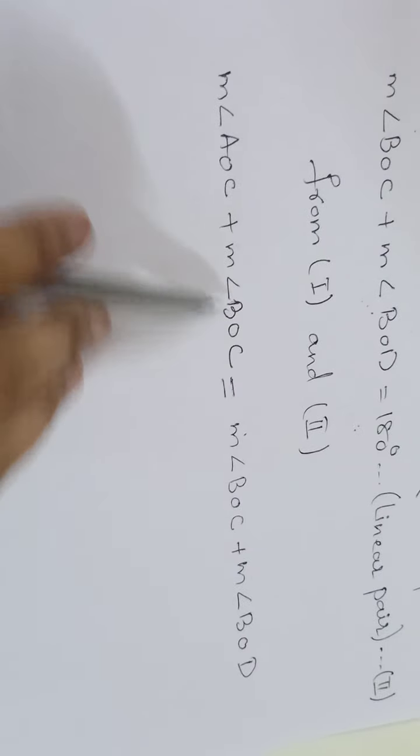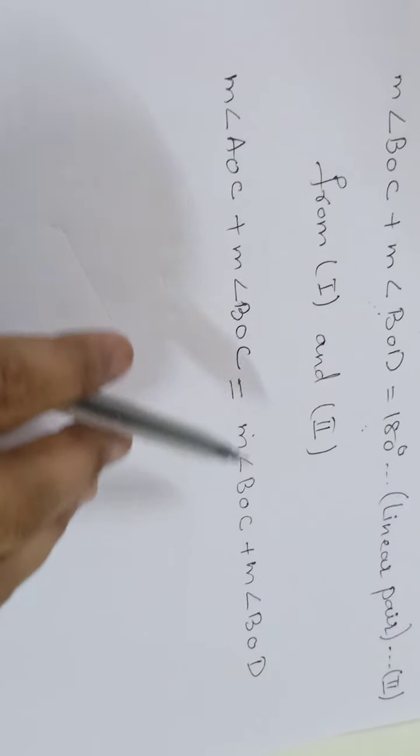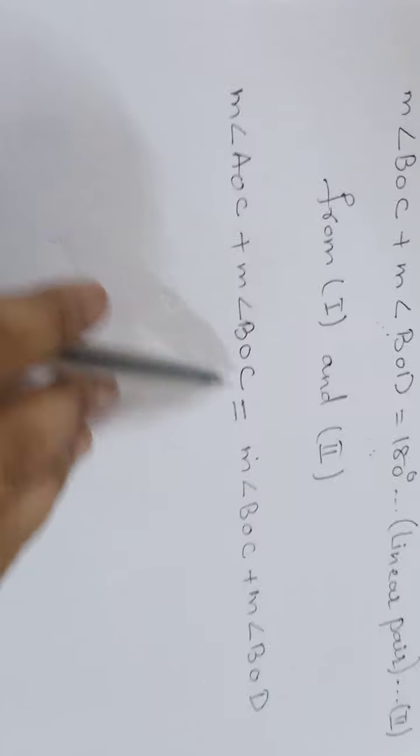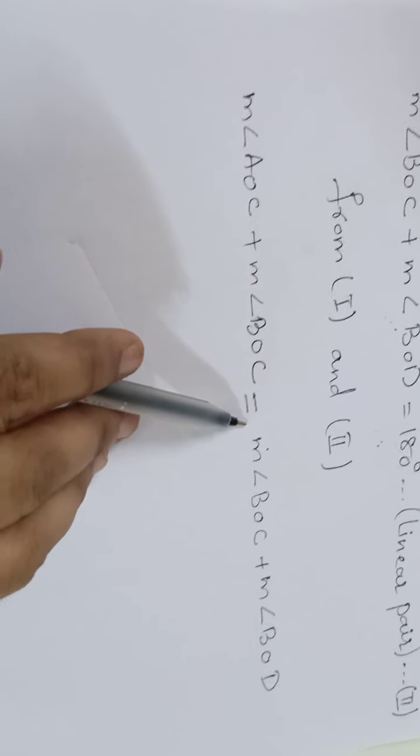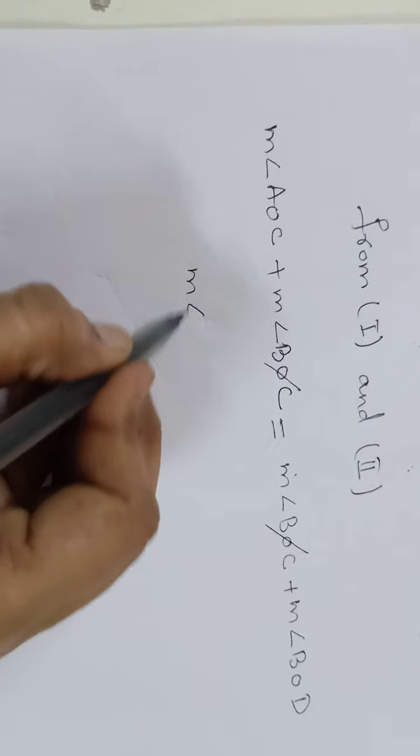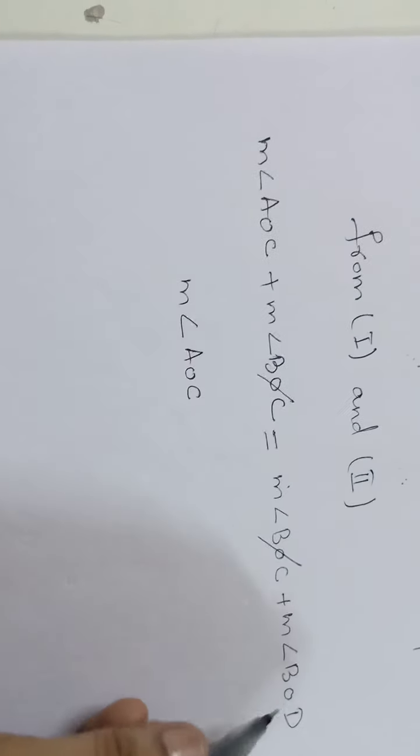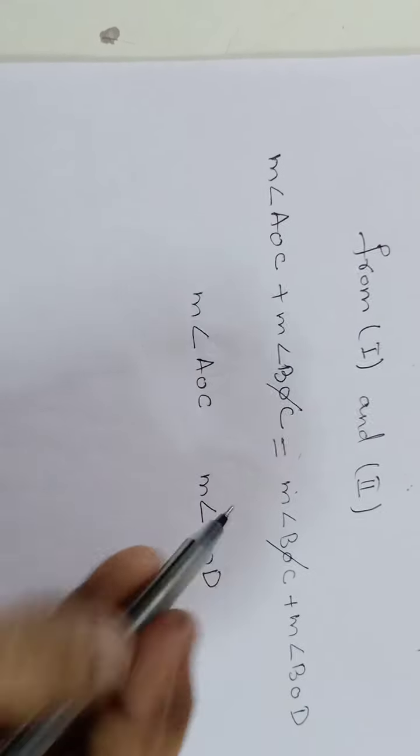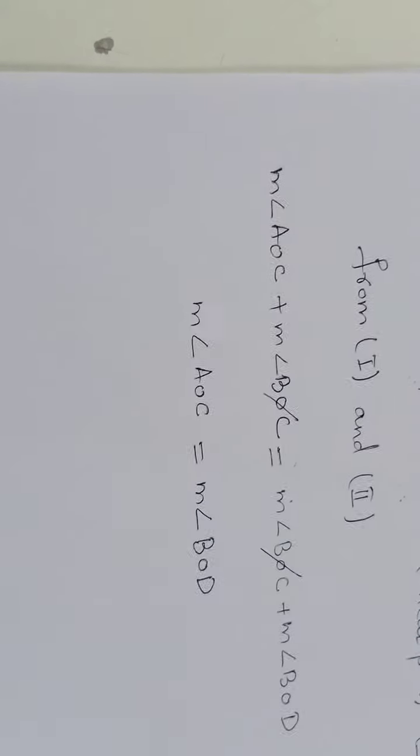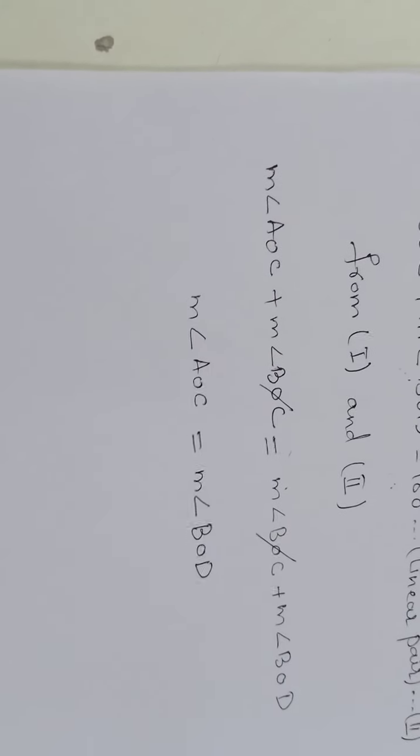Now observe both sides carefully. If you observe carefully, you can see that BOC and BOC are common on both sides and with the same sign. Here the plus sign, here also plus sign. So whenever the same term is on both sides with the same sign, we can cancel these two terms. So we can cancel BOC. So what will remain here? That is measure of angle AOC, and here the remaining is measure of angle BOD, and the middle sign is equal. So we have got that angle AOC and angle BOD are equal.